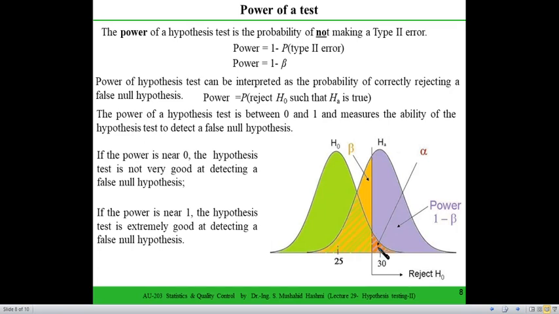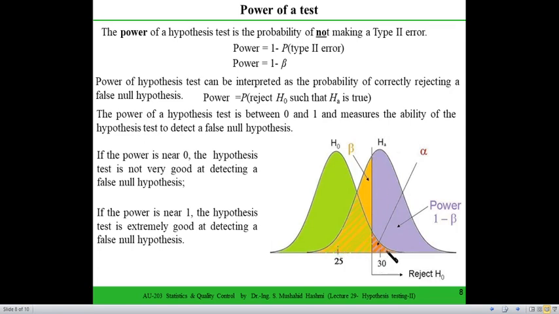At the same time, this beta is your type 2 error, where you need to reject but you fail to reject. Then this area would represent this alternative hypothesis distribution. If you look at this yellow area, that would represent a type 2 error. So this area represents a type 1 error, this area represents a type 2 error.